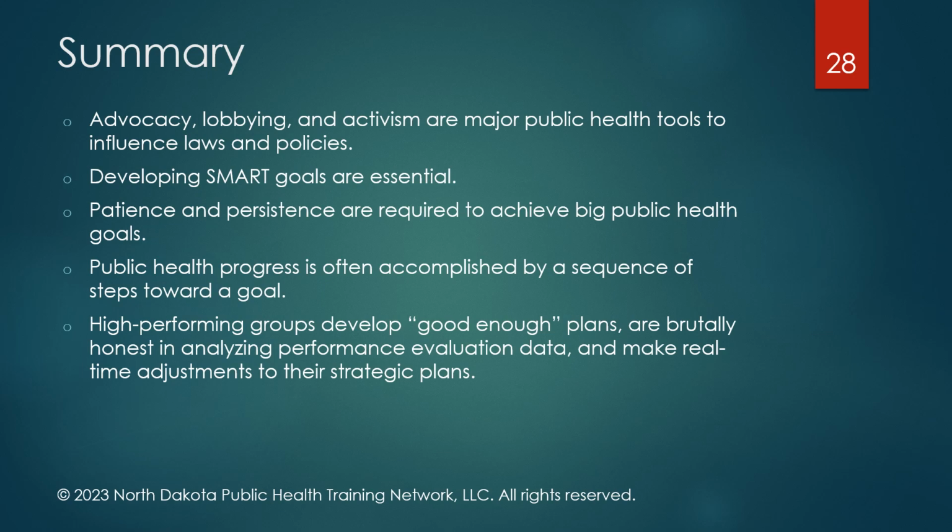In summary, advocacy, lobbying, and activism are major public health tools to influence laws and policies. Developing SMART goals is essential. Patience and persistence are required to achieve big public health goals. Public health progress is often accomplished by a sequence of steps toward a goal. High-performing groups develop good enough plans, are brutally honest in analyzing performance evaluation data, and make real-time adjustments to their strategic plans.